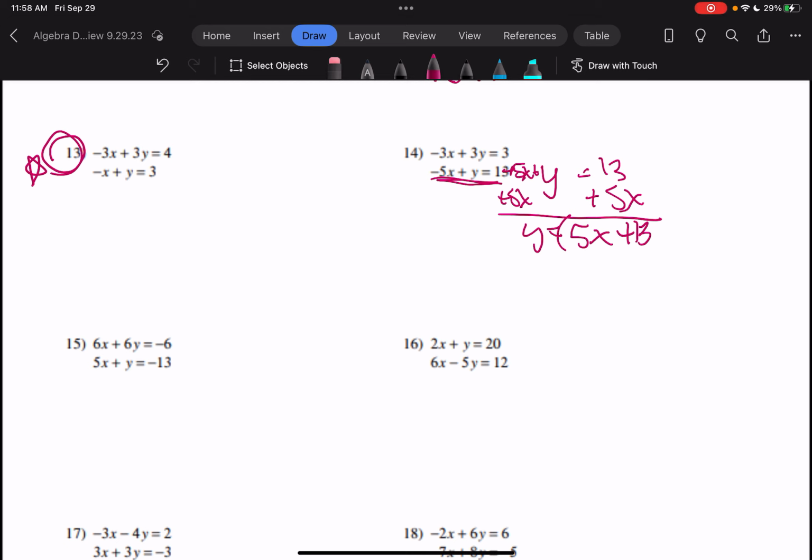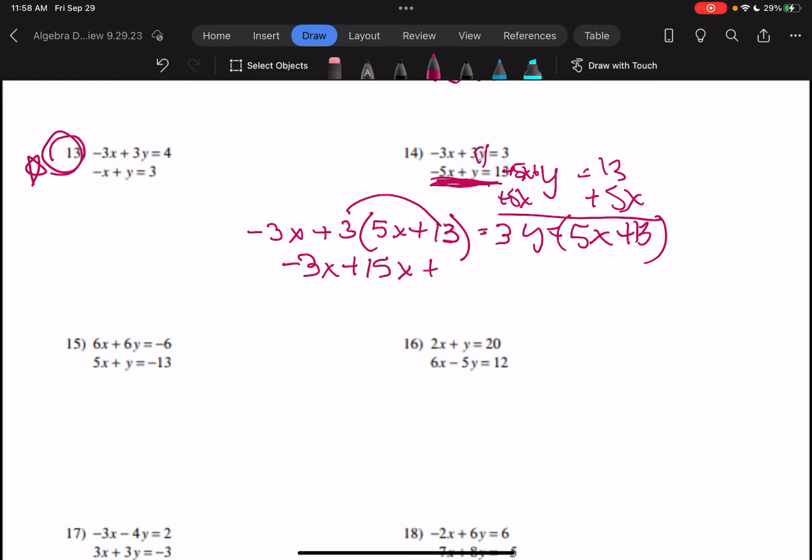And so then I can take this one. And remember, I used this equation as my starting point, so I'm going to plug y equals into the other equation here for y. So now I can do negative 3x plus 3 times (5x plus 13) equals 3. Negative 3x plus 15x plus 3 times 13 is 39 equals 3. I end up with 12x equals 36. I can divide both sides by 12, and I get x equals 3.